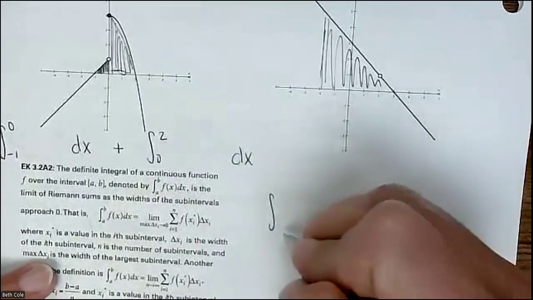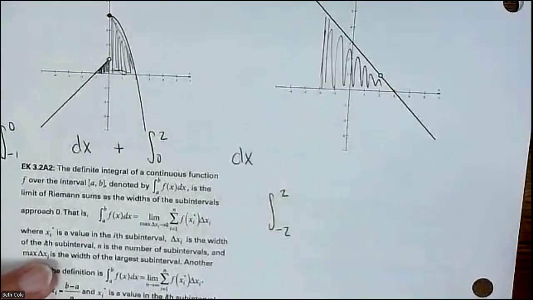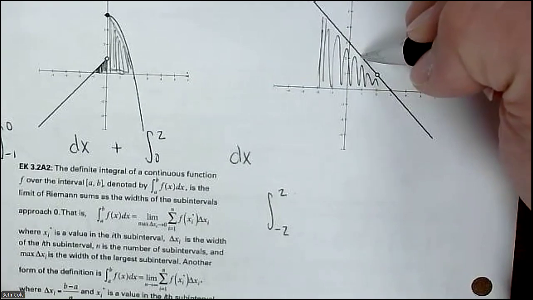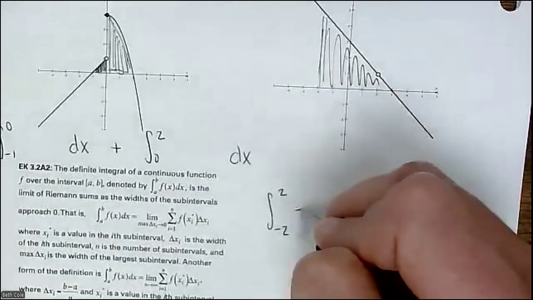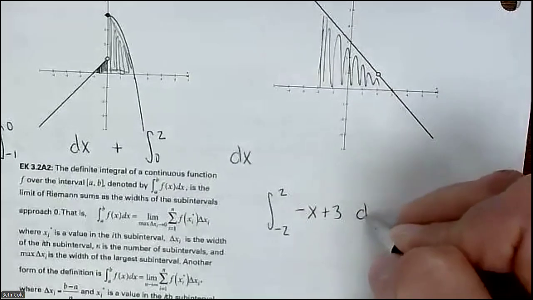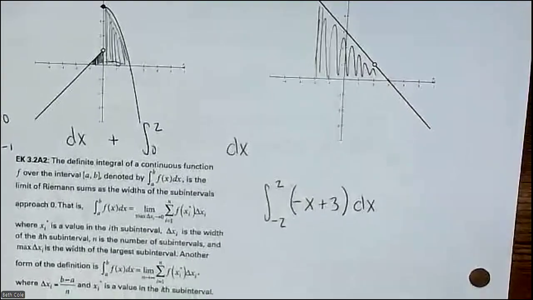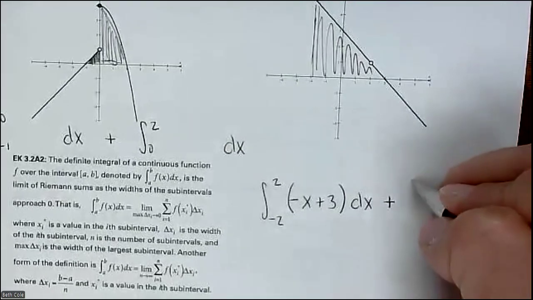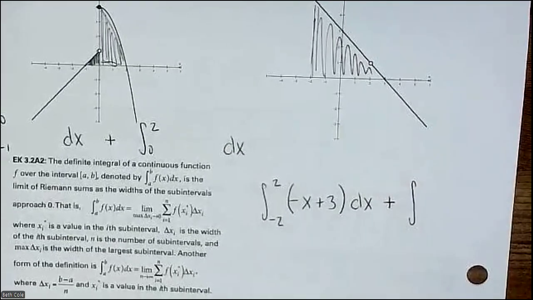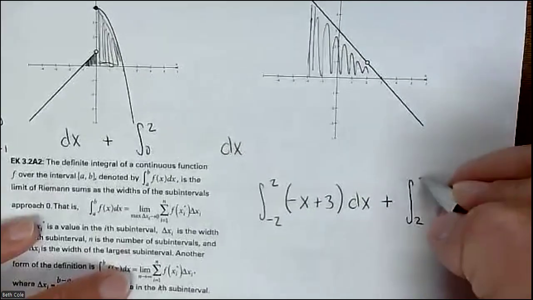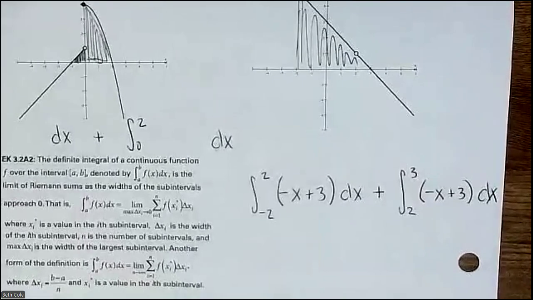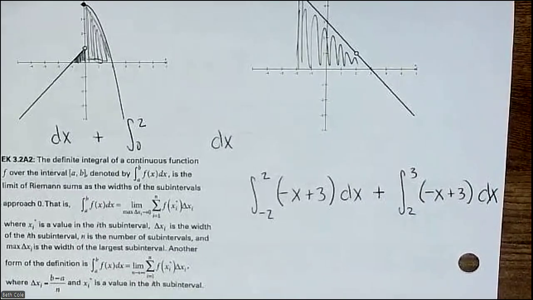So -2 to 2. Here, let's write this one. What is the slope? Looks like -1, down 1 over 1. So -x plus 3 dx. Plus, and then what are the boundaries on the other one? Yep, 2 to 3, and then it's the same function. So just copy it again. The dx at the end is really important. That's the length of the subinterval, remember?